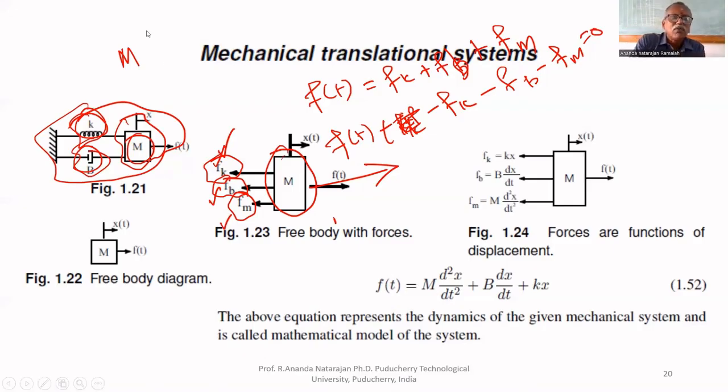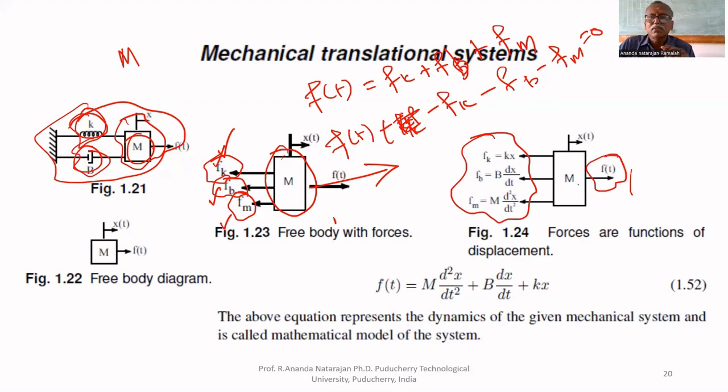The force is equal to m d square x by dt square. Because of the spring effect, it has kx. Because of the dashpot, it has b dx by dt. So all forces are marked in the free body diagram.